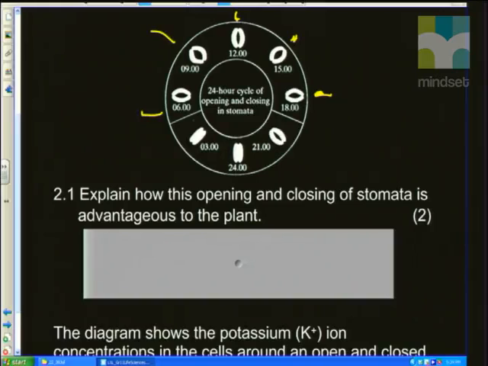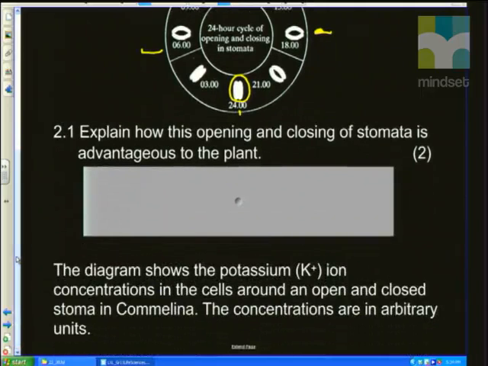Have a look at this part. It says that at 24 hours, in other words, 12 o'clock at night, it is closed. Can you see it? But 12 o'clock in the day, it's open. Now, the question is very simple: explain how this opening and closing of the stomata is an advantage to the plant.